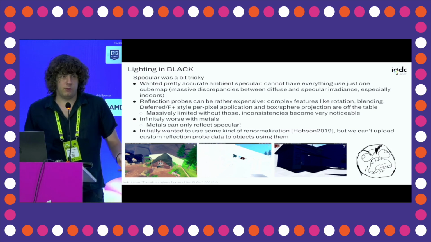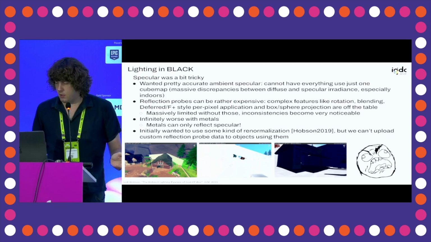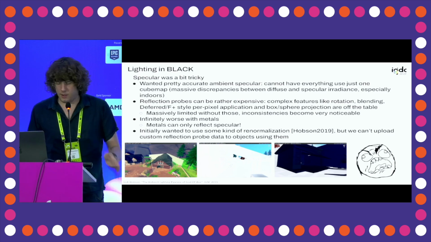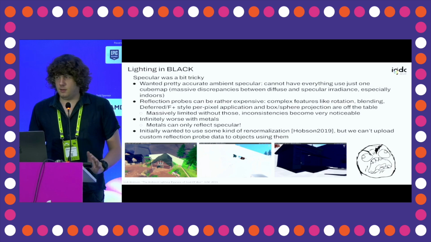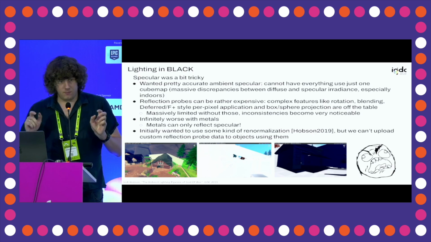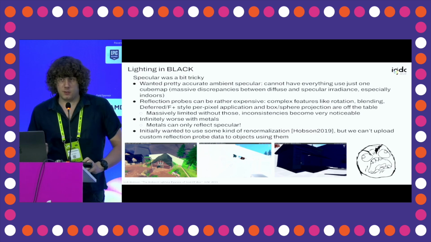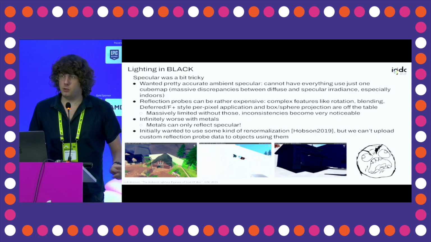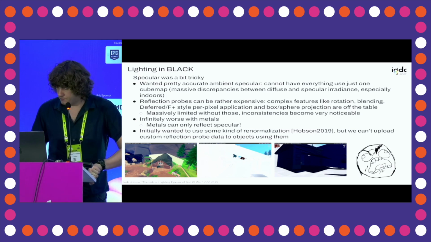We can't rotate reflection probes, and we can't apply them on a per pixel level. They are applied on a per object level. We can't do blending. We can't do anything of that, and that limits us considerably, and that makes situations actually worse in the long term. And this is much, much worse with metals, because metals can only see specular. Metals do not get the diffuse component. So all the metals now look instantly much, much worse.